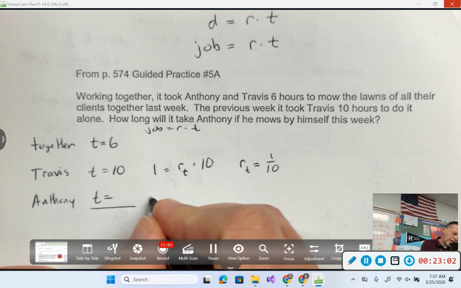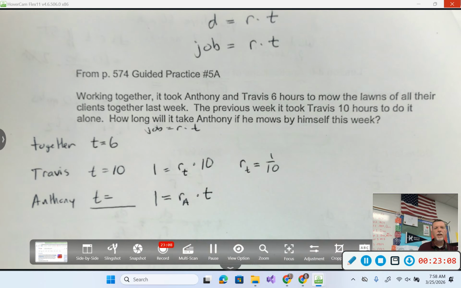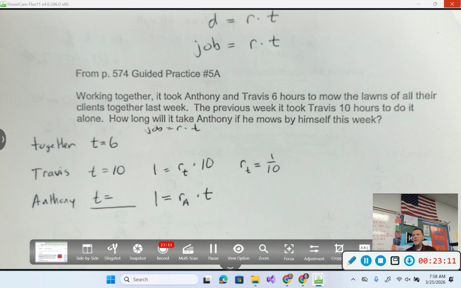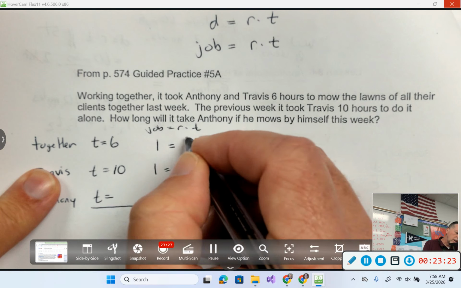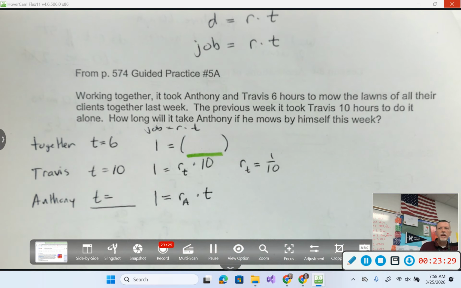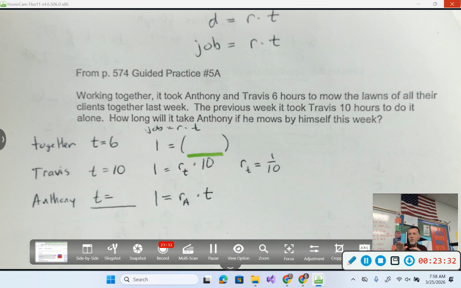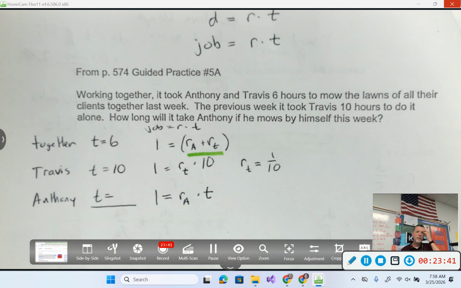Let's see. Let's write the Anthony equation. 1 equals R Anthony times time. Nope, I don't like that one because I don't know his rate and I don't know his time. Maybe we should write the together equation. One job equals. Okay, here's the key step of this. They're working together. So it's sort of like when you're flying with the wind helping you, you add the rates. Here they're working together. So we can say Anthony's rate and Travis's rate, they're working together, that equals 6.